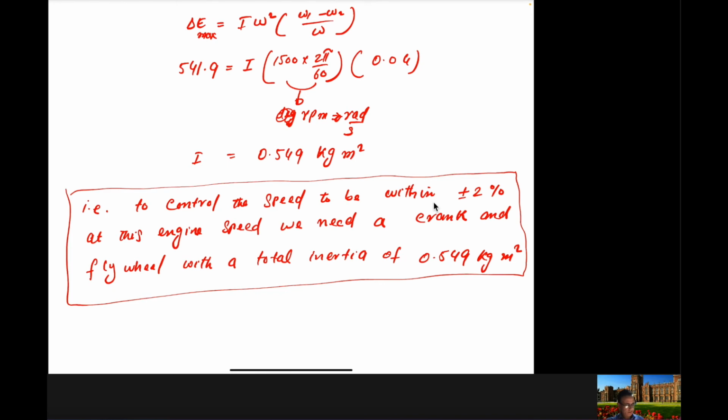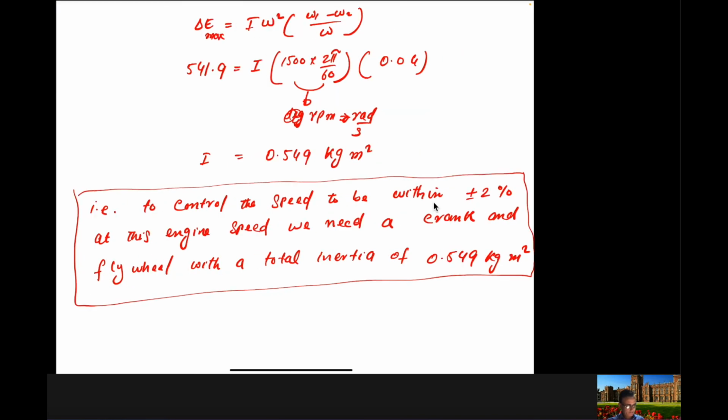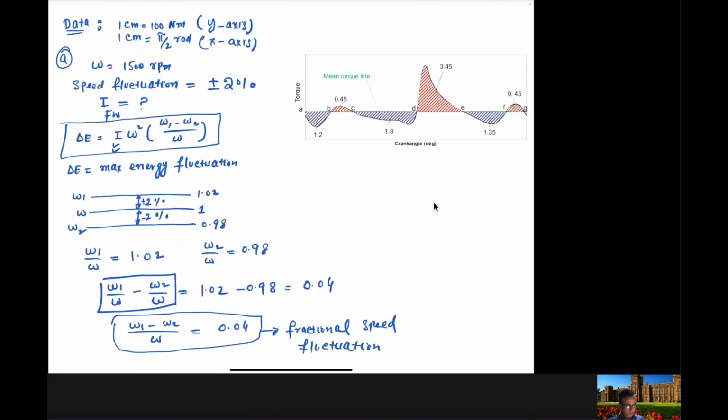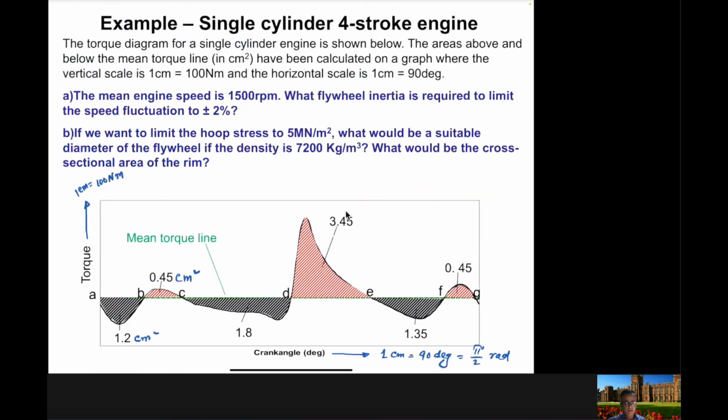Okay, so now if we go back to the question, now we want to calculate the second part here. The second part was, if we want to limit the hoop stress to be within 5 megapascal, what would be a suitable diameter of the flywheel if the density is 7200 kilogram per meter cube, and what would be the cross section area of the rim.